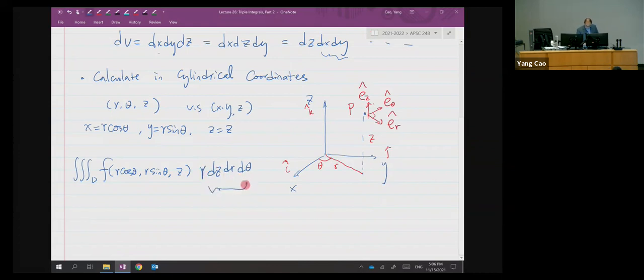The reason I pointed out in the previous lecture is this is basically the order of integration for cylindrical. 99% of the time you will integrate using dz first and then dr d theta.